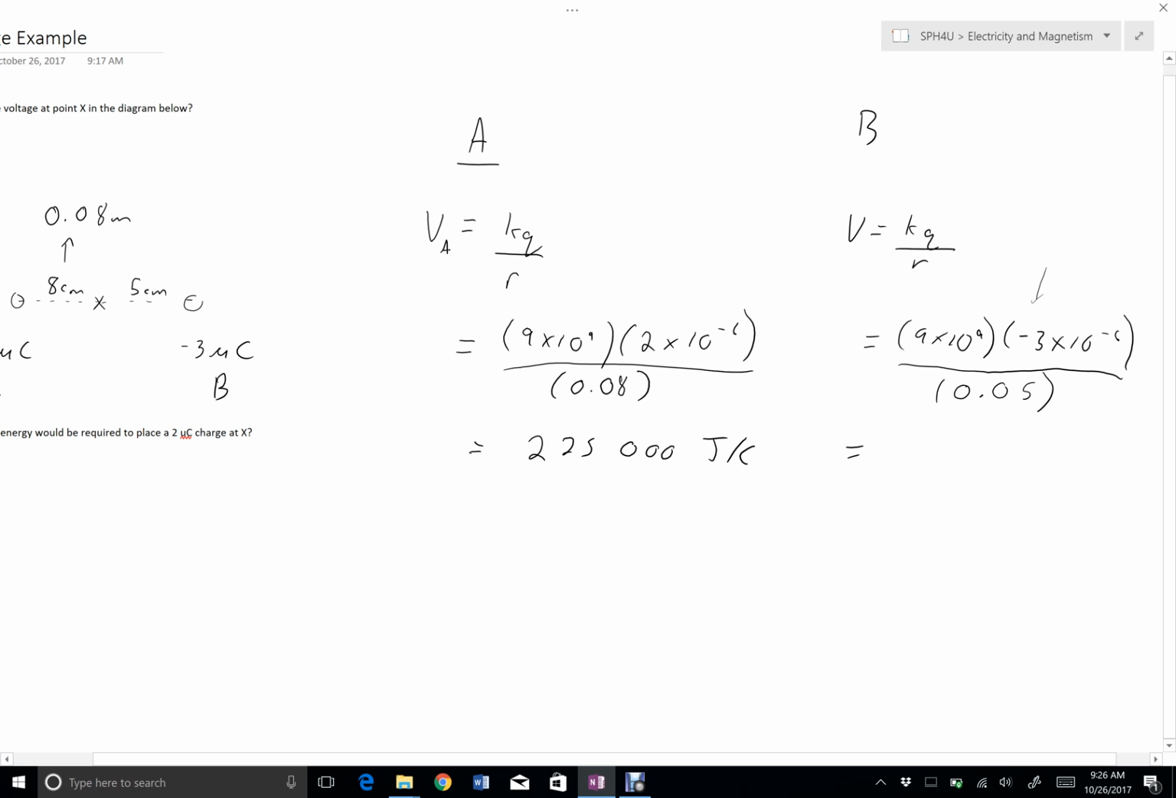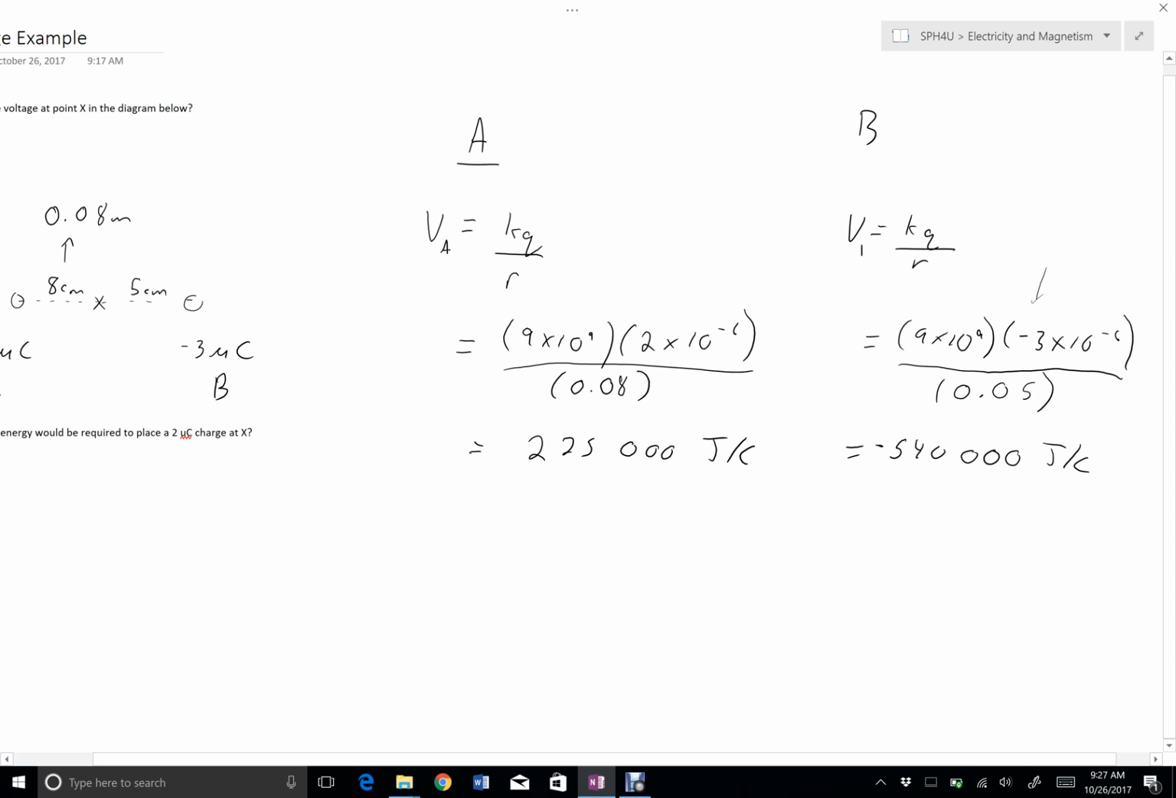So here I'm going to use negative 3 times 10 to the negative 6 instead of just 3 times 10 to the negative 6, because I'm not going to interpret sign or direction later. I'm going to interpret it right now and make sure that I do this calculation correct. Also 5 centimeters in standard units, 0.05 meters. And I get 540,000 joules per coulomb, and that's negative.